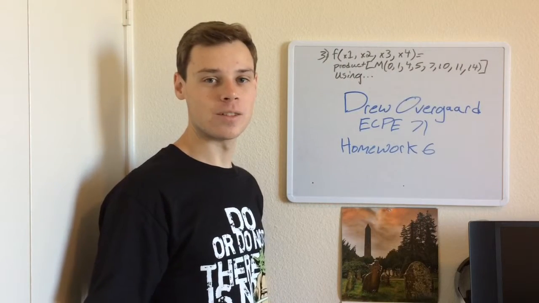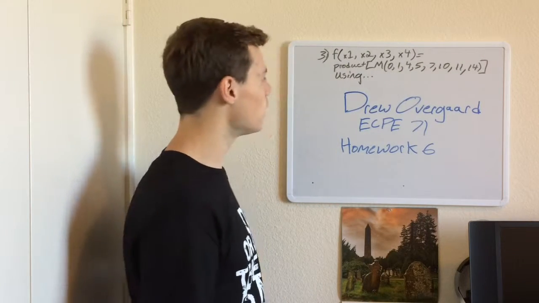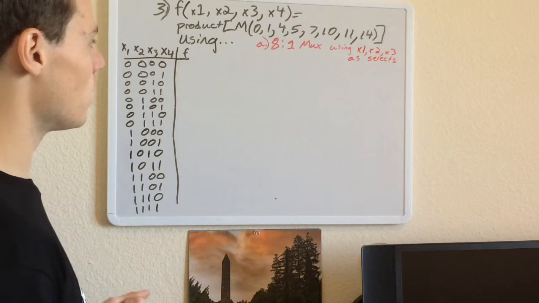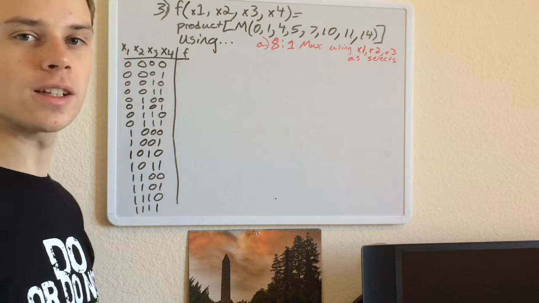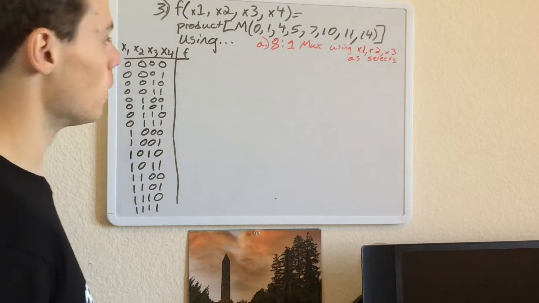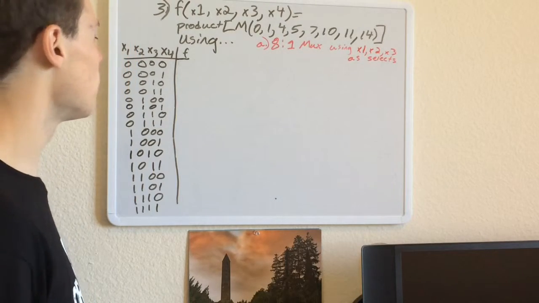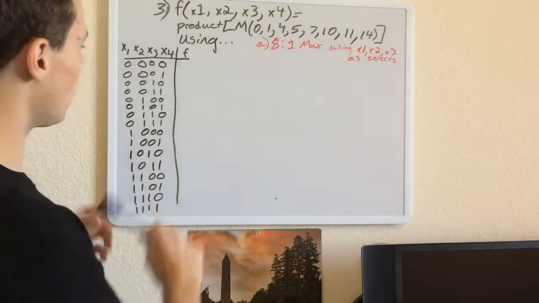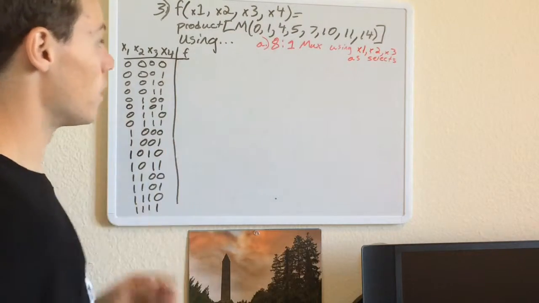I'm in ECPE 71 Digital Design, and today I'll be showing you how to do number 3 on homework 6. For part A, we're building an 8-to-1 mux using X1, X2, and X3 as select signals. This means we're going to need to build a truth table. We have the truth table written out here. All we have to do is fill out the output values.